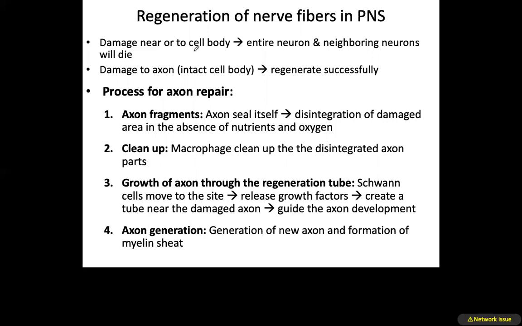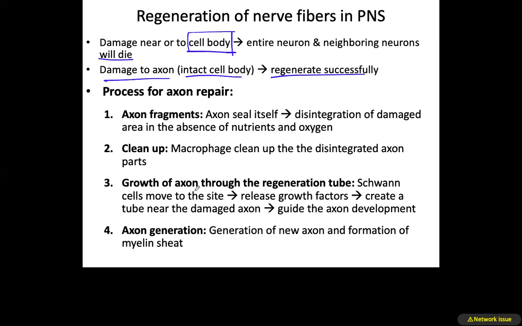If the damage to a neuron in the peripheral nervous system is localized to the cell body, the chances are the cell will die. Because the cell body contains your nucleus, your organelles, and basically most of the functionalities of the neuron depend on the cell body, including production of neurotransmitter. However, if the damage is more localized to the axon and the cell body is intact, there's a really good chance that the neuron can regenerate.